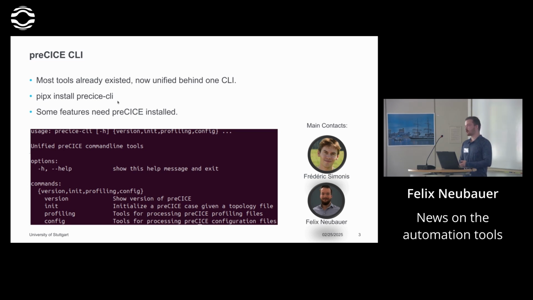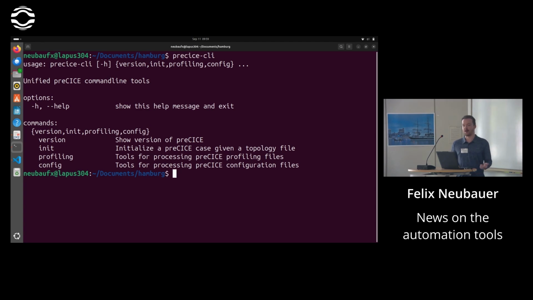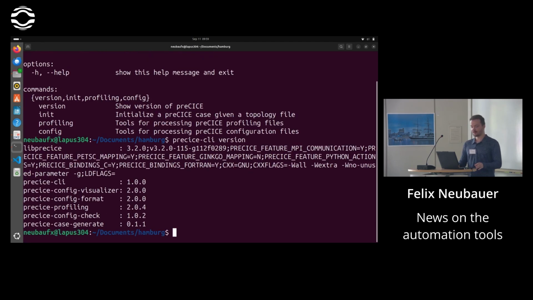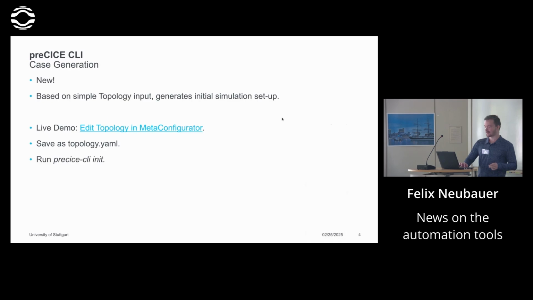What you probably know is the previous command preCICE tools, which is now deprecated. Instead, use the new CLI. So let's go right hands-on. I have already installed it, and I'll just type preCICE CLI and get a list of available commands. For example, we can type preCICE CLI version to get a list of our different underlying tools and also our current preCICE version.